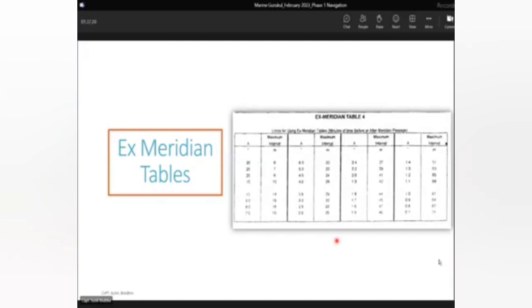12 o'clock. Yeah, if you take 12 o'clock as your meridian passage time, then 32 minutes before that and 32 minutes after that will be the window in which X meridian can be worked out. Okay sir, got it.